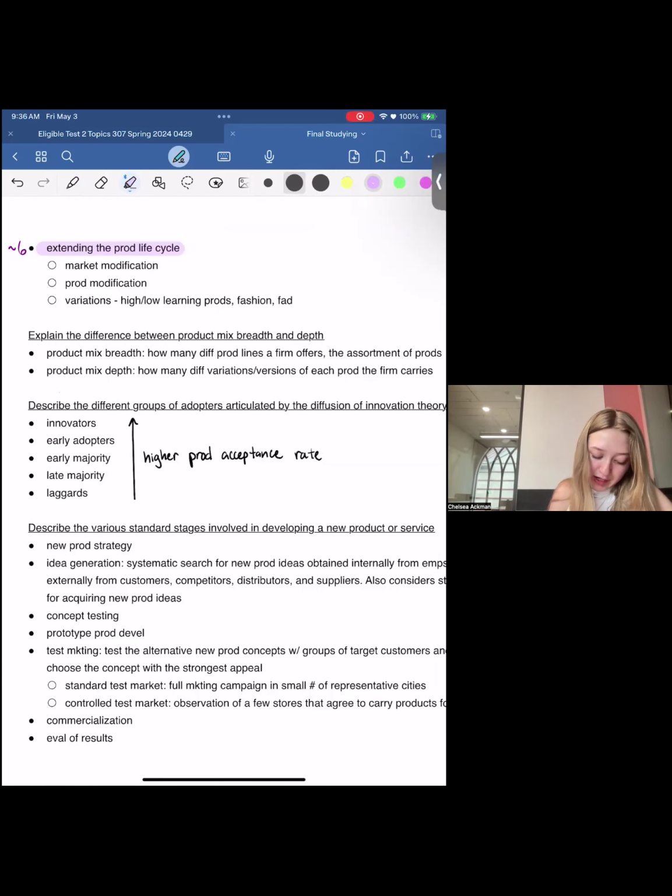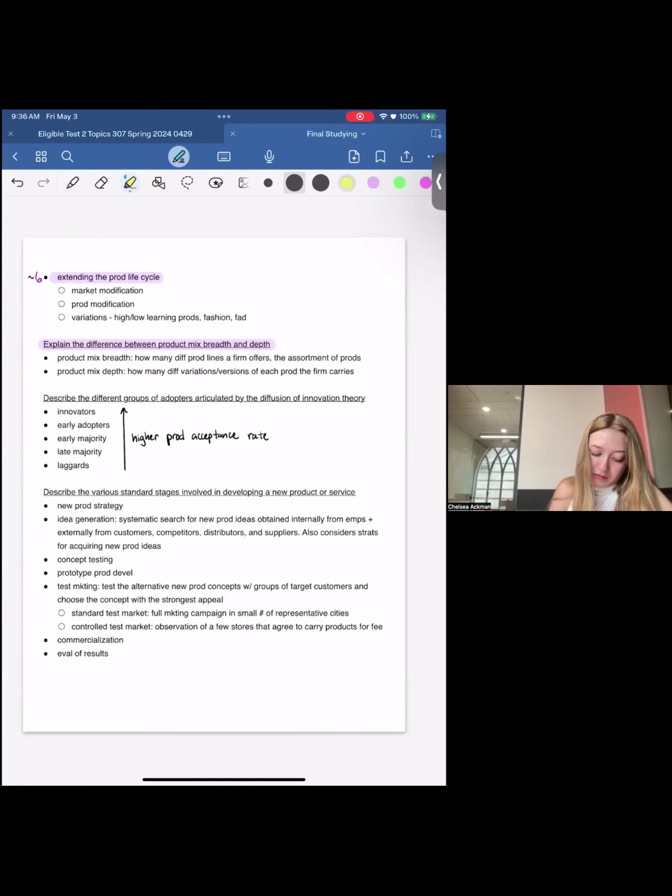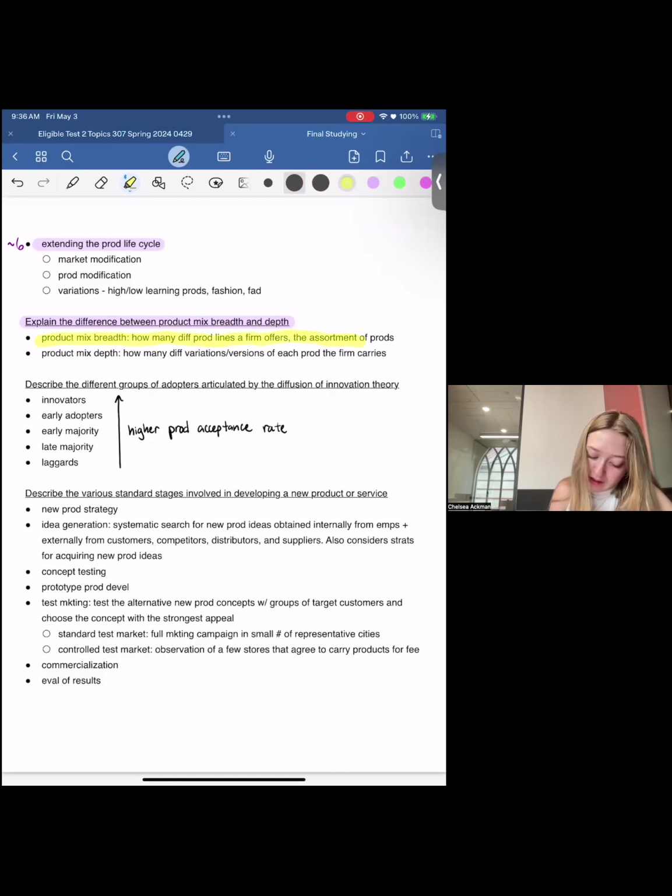Okay, the next learning objective, explain the difference between product mix breadth and depth. Product mix breadth is how many different product lines a firm offers, or the assortment of products. Product mix depth is how many different variations or versions of each product the firm carries.